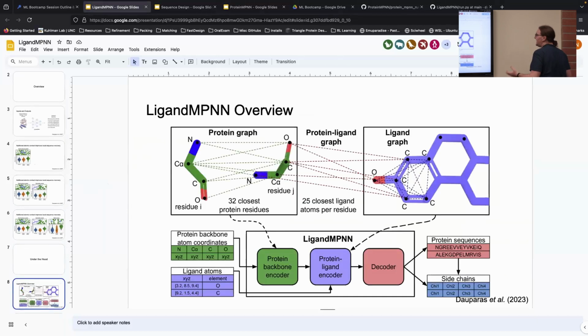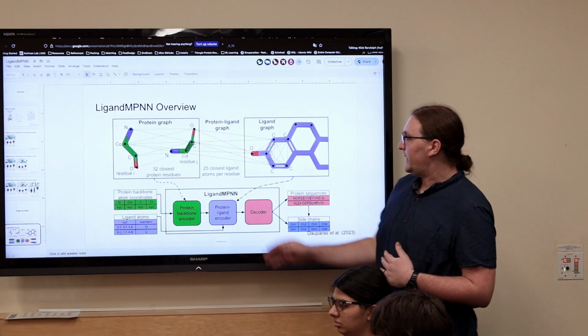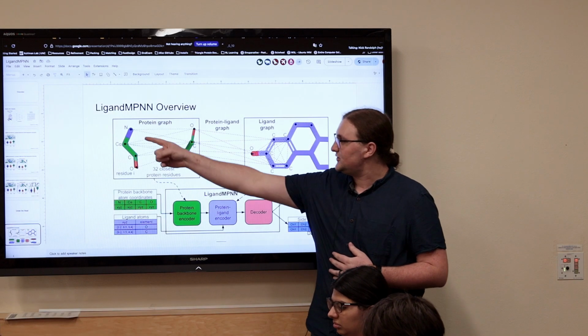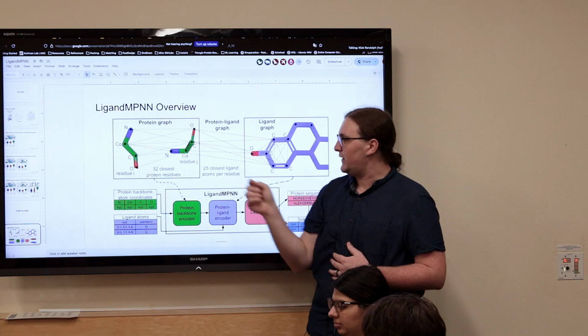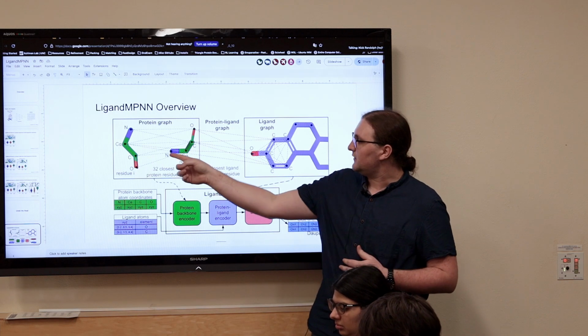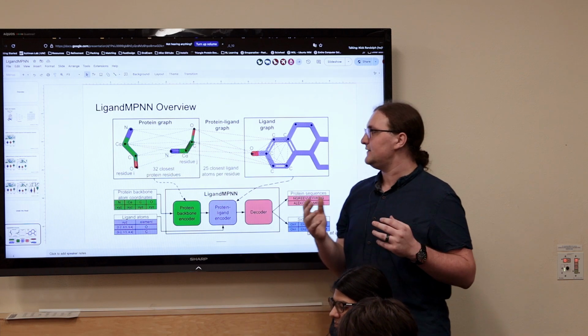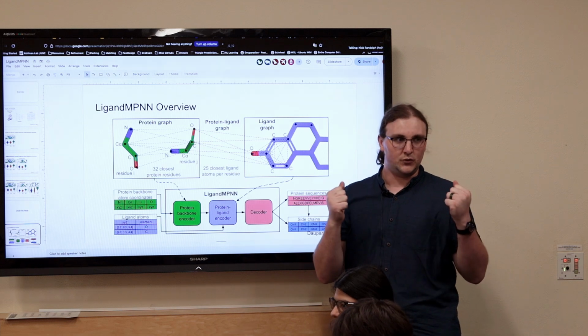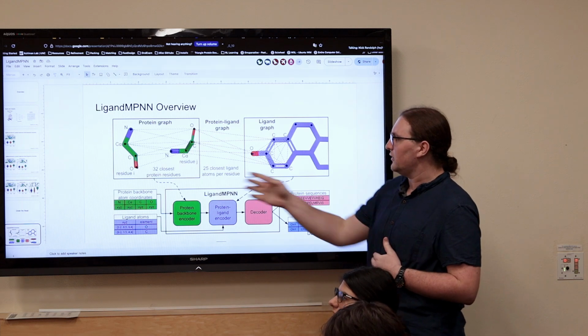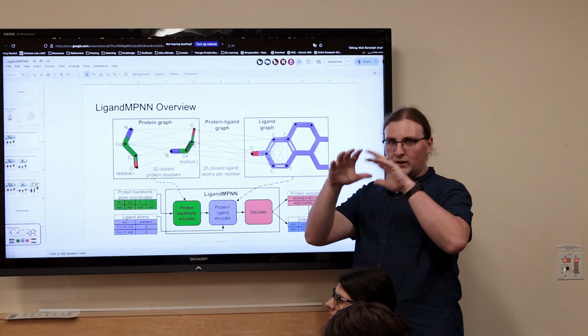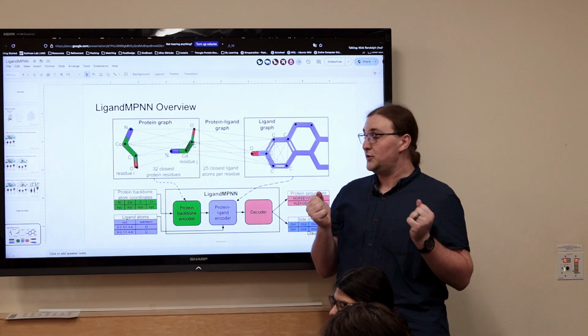Okay, how does it actually add this context to the model? How does it learn from this? So similarly to ProteinMPNN, we have our residue graph. Each residue has all these backbone atoms. They look at all the other backbone atoms, so we calculate all these distances that form the edges between our 2 residue nodes. Now we're looking at our 32 nearest neighbors, so everybody has 32 nearest residue neighbors.